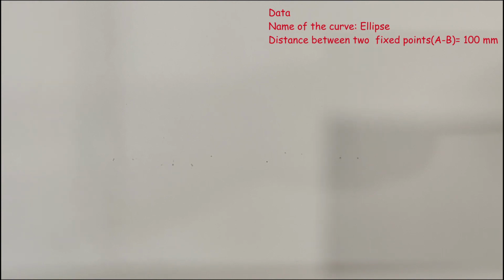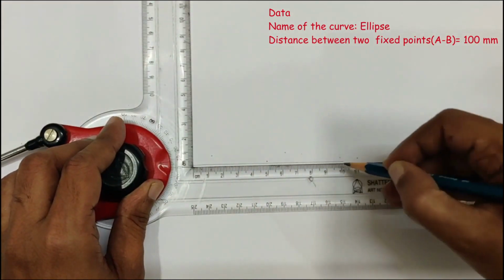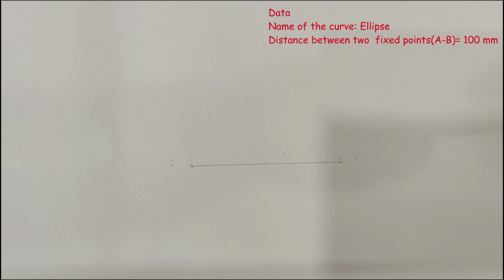In the problem, it is mentioned that the distance between two fixed points A and B is equal to 100 mm. So, with the given measurement, 100 mm, draw a line AB. Here, the fixed points are nothing but focus points. Generally, we mention focus points as F1 as well as F2. But here, in the problem itself, it is mentioned as A as well as B as fixed points.